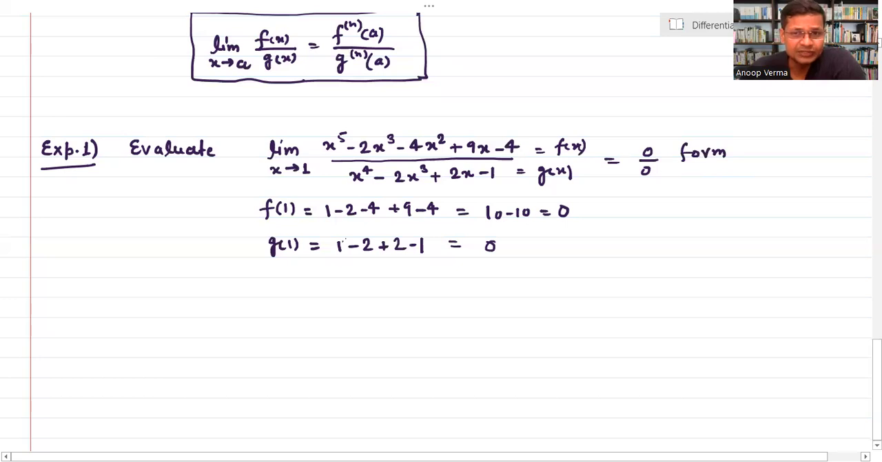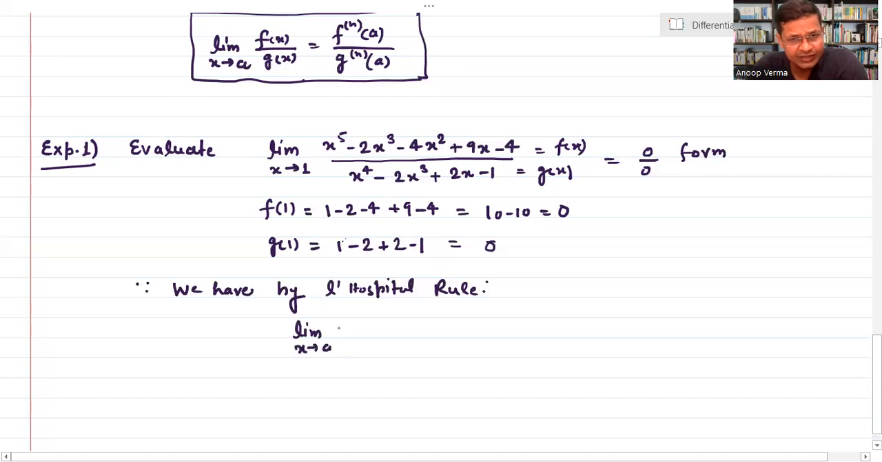Indeterminate form. Okay, so how will we do it? Since we have by L'Hospital rule, so what we have is this limit, you know, the limit x tending to a of f(x) upon g(x).